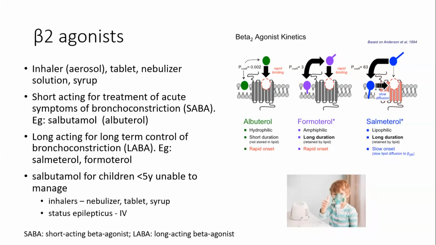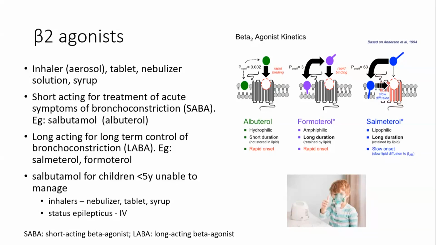Okay. And then the salbutamol for children that is under 5 years, unable to manage lah. So biasanya unable to manage tu tak boleh, susah nak bagi inhaler. Okay. So dia boleh ganti dengan nebulizer, tablet ataupun sirap. Okay. If let's say the child tu ada status epilepticus, okay, maksudnya dia ada epileptik ataupun sawan tu lebih daripada 5 minit. Okay. So susah kita nak manage this patient, so kita akan bagi secara IV.